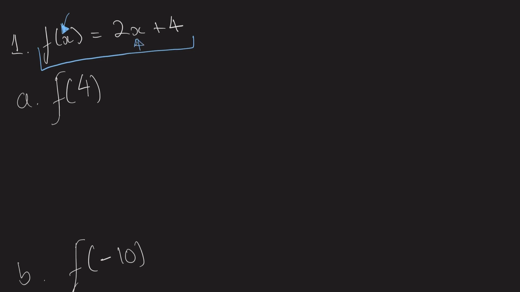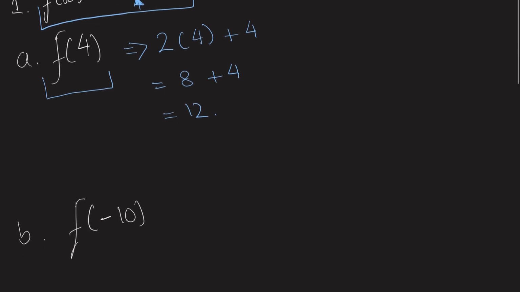For example, in the first question, we have f brackets 4 close brackets. So that means wherever we find x in the function, we have to put 4. So instead of saying 2x, we say 2 brackets 4 plus 4, which equals 8 plus 4, which equals 12.